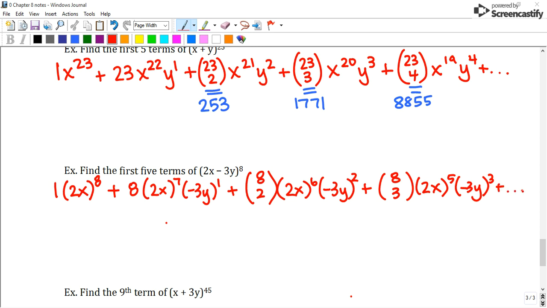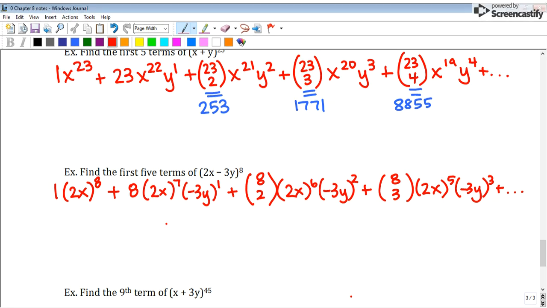I'm running out of room, so I'm going to let you fill in the rest. Now I'm going to come back and clean these up. Remember, anything in the parentheses has to be raised to that exponent. So for the first term, what is 2 to the 8th? 256. So the first term in this expansion is actually 256x to the 8th.